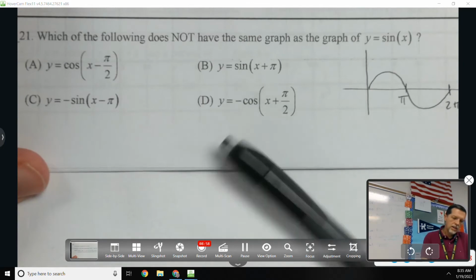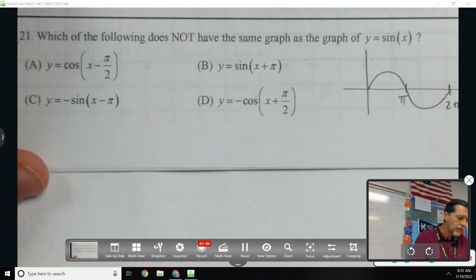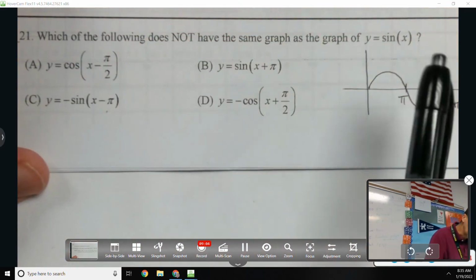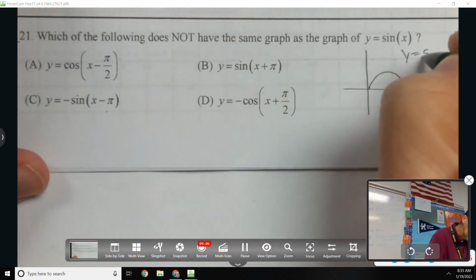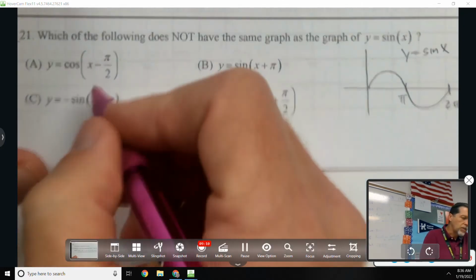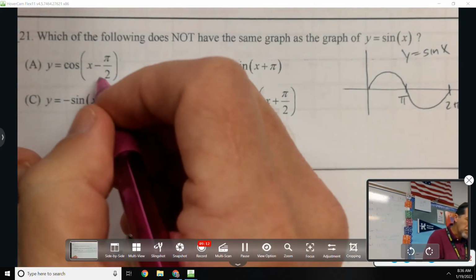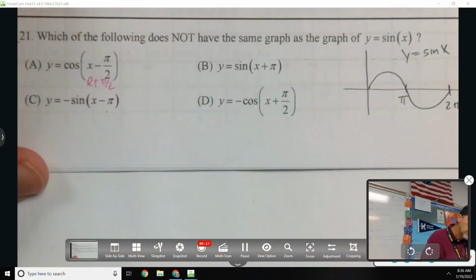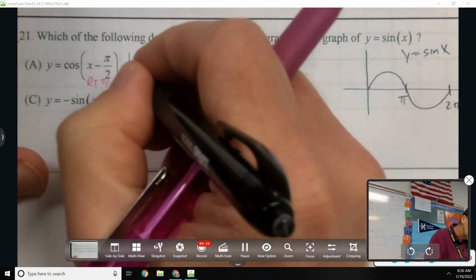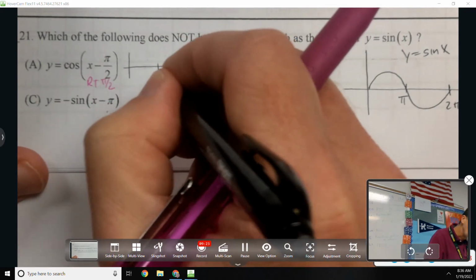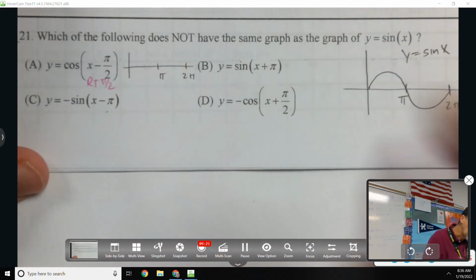Okay, I'm trying to think what's the best way to do this. I guess we'll just graph each of these individually and see if they match our sine of x graph. Okay, so cosine, but minus pi over 2 means we're going right pi over 2. So I'm going to start at pi over 2.